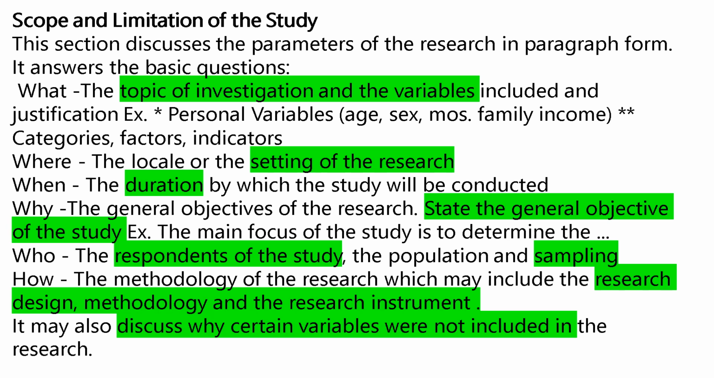Another way of writing the scope and limitation of this study is a section that discusses the parameters of the research in paragraph form. It answers the basic questions of what: the topic of investigation and the variables included, and justification by having personal variables like age, sex, family income, categories, factor indicators; and where: the locale or setting of the research; when: the duration by which a study will be conducted; why: the general objective of the research, stating the general objective of the study.